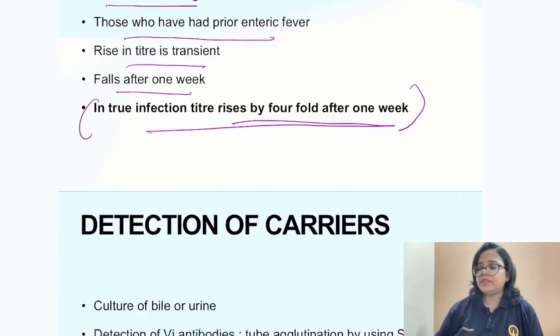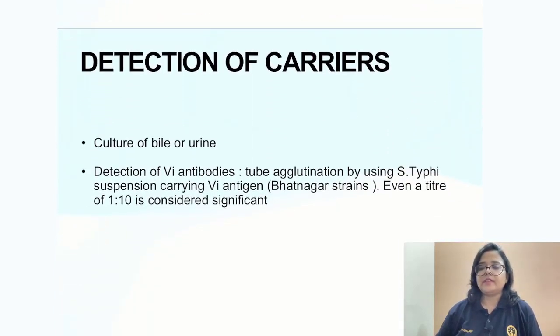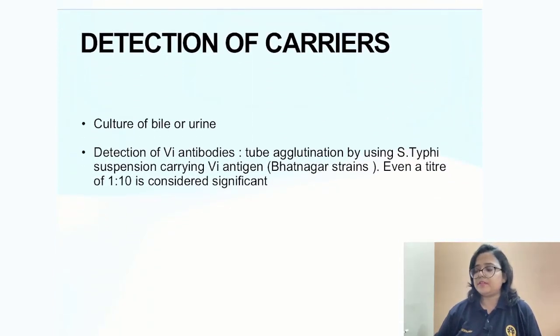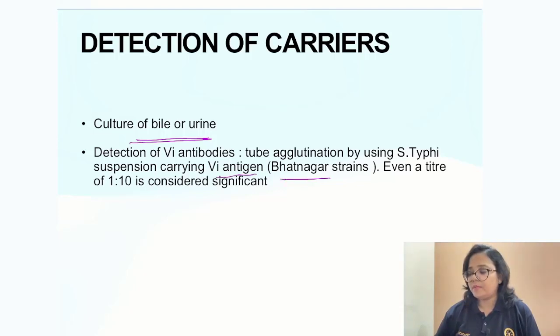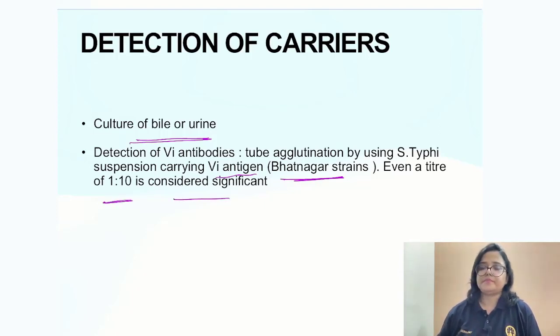Next we move to detection of carriers. We have seen that the bacilli multiply in the bile or the urine, and the detection of Vi antibodies was used for the detection of carriers. The antibodies are detected by an antigen known as the Vi antigen of Bhatnagar strain, and a titer of even 1:10 is considered significant.